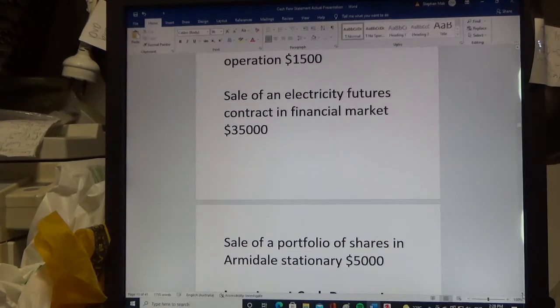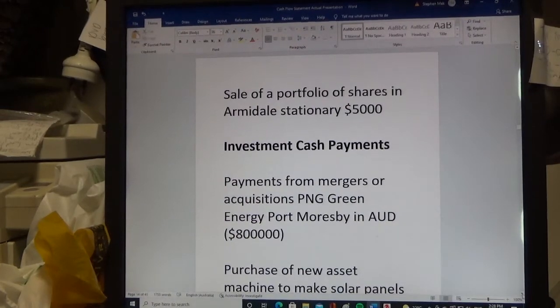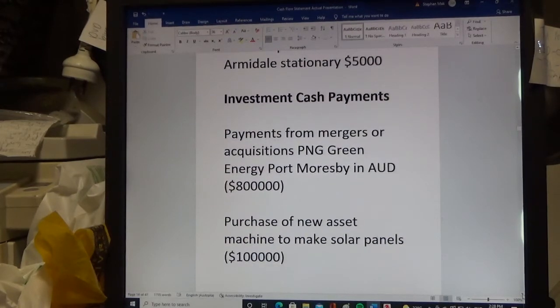Sale of a futures contract in the financial market, positive cash flow movement. Any derivatives type figure, both sale or purchase, is put in investing cash flow movement. Sale of a portfolio of shares in Armadale Stationery got them $5,000. Now we go to investment cash payments in the same category. Payments from mergers or acquisitions go in this particular place in the cash flow statement.